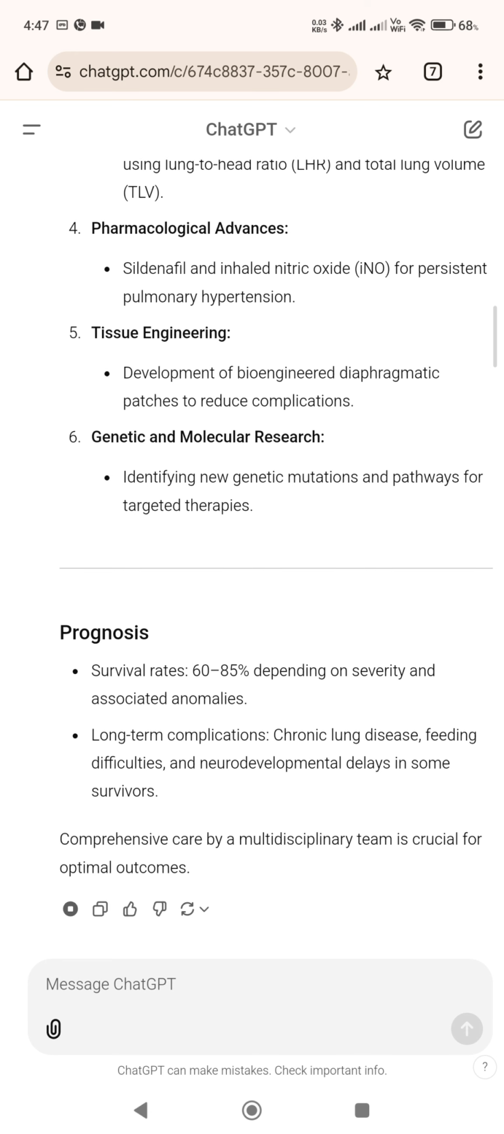Prognosis. Survival rates, 60 to 85% depending on severity and associated anomalies. Long-term complications, chronic lung disease, feeding difficulties, and neurodevelopmental delays in some survivors. Comprehensive care by a multidisciplinary team is crucial for optimal outcomes.